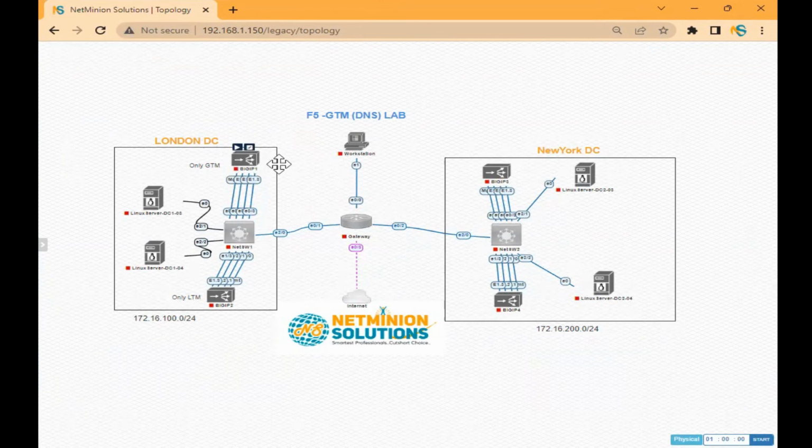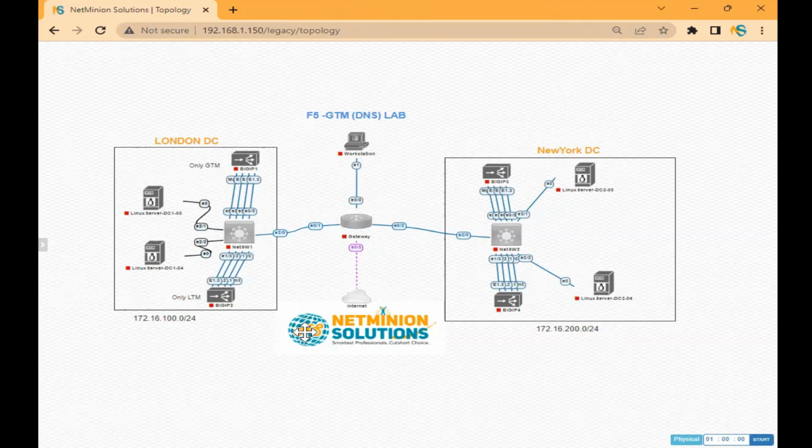Here we can see we have 4 BIG-IPs, Unit 1, 2, 3, 4. There are 2 data centers. Some of the Linux servers you can see here will be used as the primary server. Remember what you were asking, Robin, for the accelerated response? So we will show you that over here. Eventually, it will act as the wide IP servers also. It will act as the LDNS also.